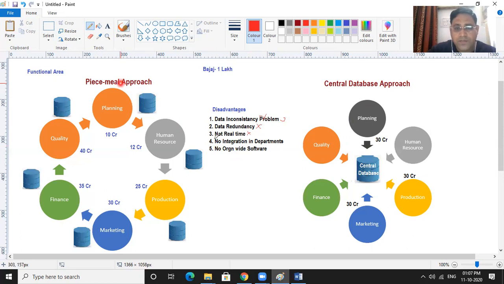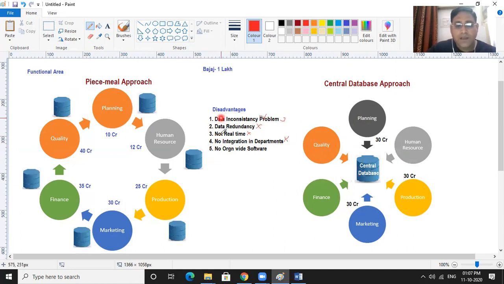Now earlier, with the piecemeal approach, there was no integration in departments. All the departments were working piecemeal, टुकड़ों टुकड़ों में काम कर रहे थे. But now they all are working together. They all are sharing their data with the central database, and through this central database they all are connected. So there is integration now within the organization. This problem is also eliminated.